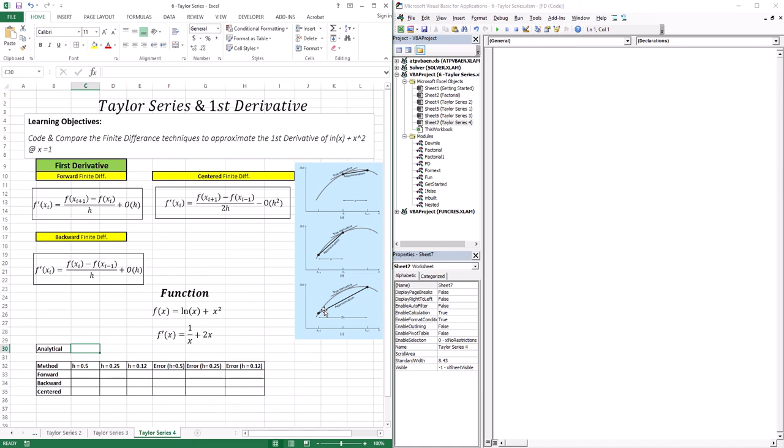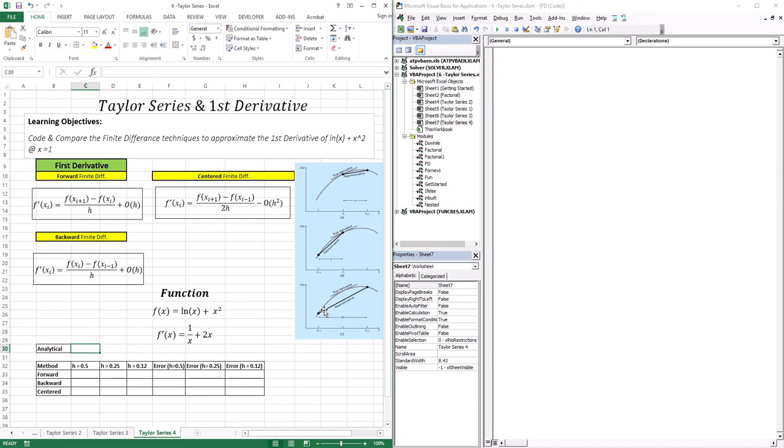Now in this lesson, we're going to learn how to code those functions, the forward, centered, and backward in VBA. We're going to be applying this on the function ln of x plus x squared, and the point that we're interested in getting the derivative at is x equal 1. We're first going to get the exact derivative analytically, and then approximate it using the forward, backward, and centered, and compare it with the analytical through calculating the error.